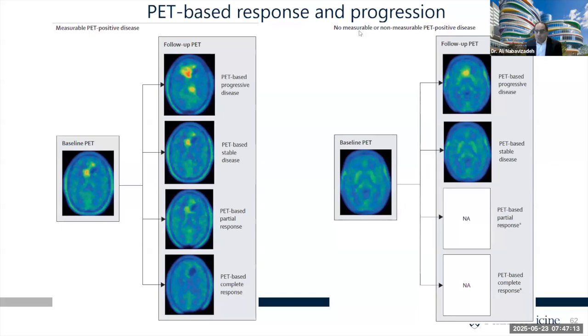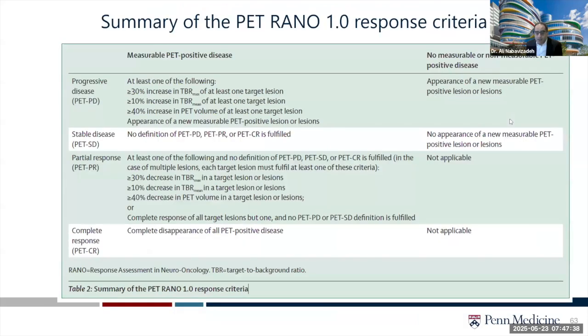If the baseline PET shows no measurable or non-measurable disease, like this one, where we don't see any activity, then there are only 2 scenarios possible. One is progressive disease, and one is stable disease. If we have a target lesion or a measurable lesion after no measurable or non-measurable disease, that would be progressive disease. This is a summary of the PET RANO response criteria for progressive disease, stable, partial response, and complete response. And you can view the thresholds: 30% for TBR max, 10% for TBR mean, and 40% increase for PET volume of the lesion.